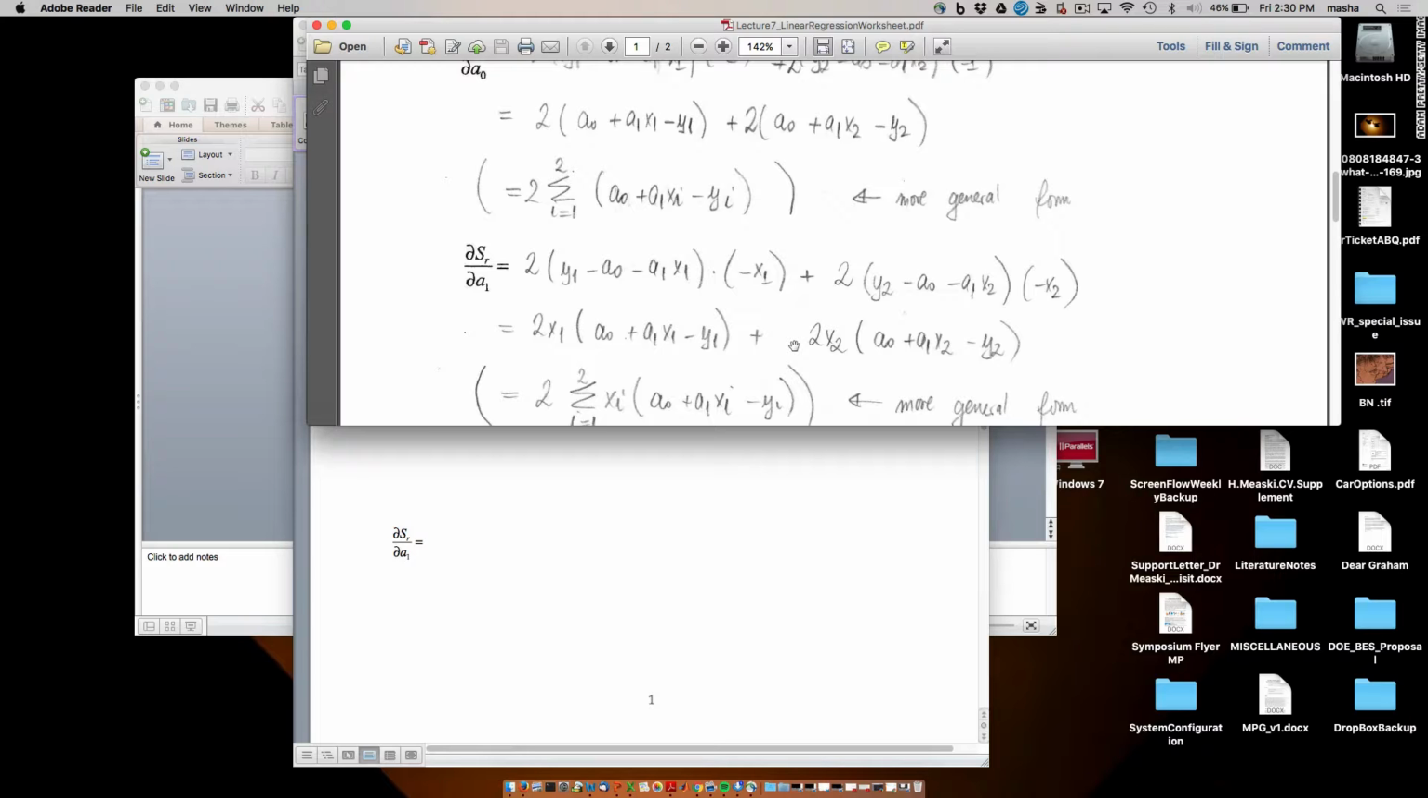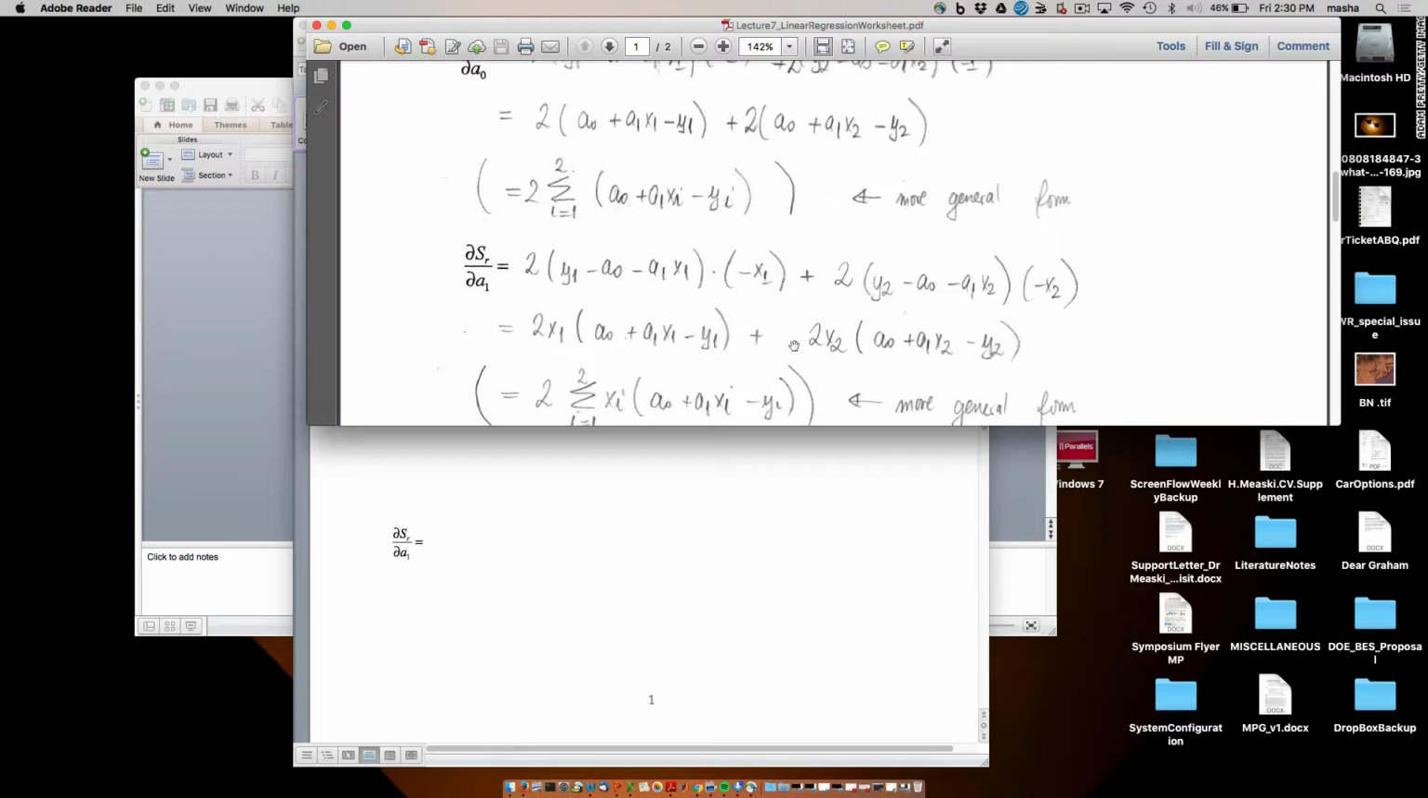This more general form is just for your information. So if I was writing this down as that sum, here it's the sum from 1 to 2, but I could just extend it to n, just as we had at the very beginning. Does that make sense?